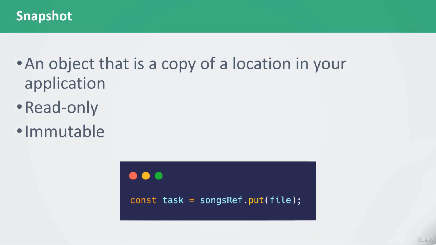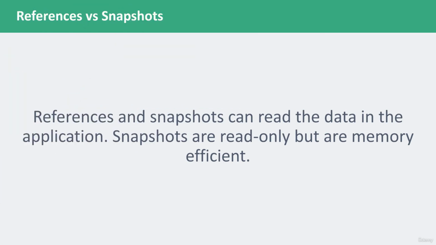In summary, references and snapshots allow you to read the data in Firebase. References can be used to manipulate the data in your application. However, snapshots are read-only objects. This makes them memory efficient. This is why Firebase has snapshots. You won't always want to interact with Firebase. Snapshots make your application more lightweight. As a result, this makes your application run faster.